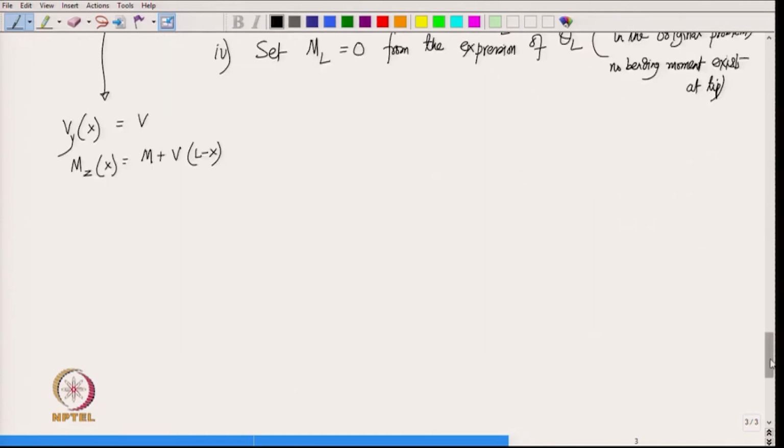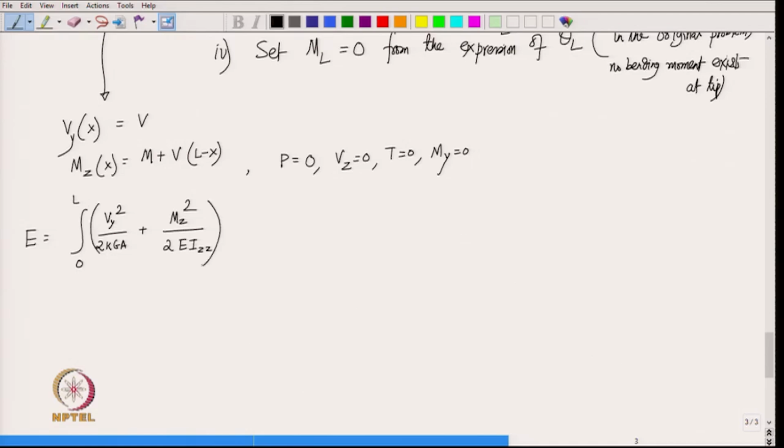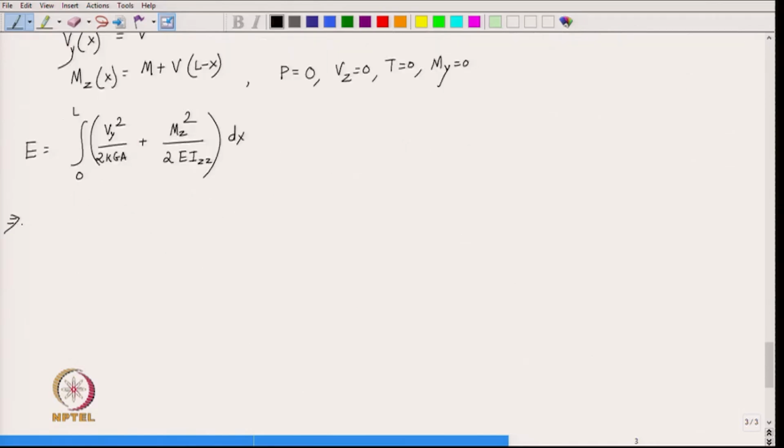Okay. So, having obtained V_y and m_z, we see that P, the axial force, is 0 here, V_z is also 0, torque is also 0, and the bending moment m_y is also 0. So, what is the energy of the beam? We only have energy due to shear and due to bending moment m_z. So, we have integration over the length of the beam V_y squared by 2 k G A plus m_z squared by 2 E I_zz, dx, and then we plug in the formula for V_y and m_z from above.